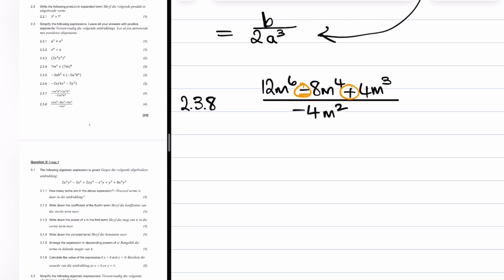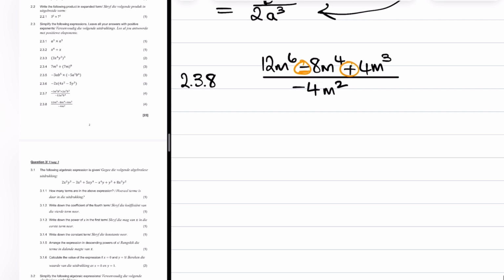And that means that this fraction has a numerator with 3 terms, and all 3 of these terms share the same denominator. And that means the plus and minus signs in the numerator allow me to split this fraction up and write them as 3 separate fractions because they have the same denominator. So that will look as follows. I've got 12m to the power 6 over negative 4m to the power 2.